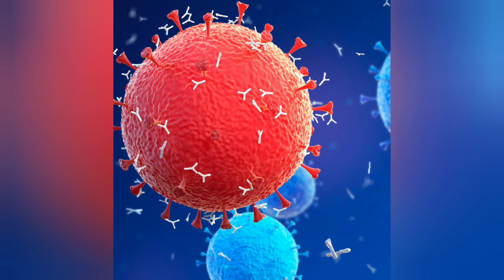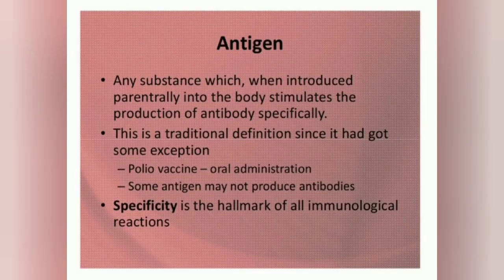An antigen is any agent capable of binding specifically to a TCR or antibody molecules. Traditionally, it is any substance which, when introduced parenterally into the body, stimulates the production of antibody specifically. This is a traditional definition since it has some exceptions. The exception is the polio vaccine, which is administered orally. Some antigens may not produce antibodies. Specificity is the hallmark of all immunological reactions.